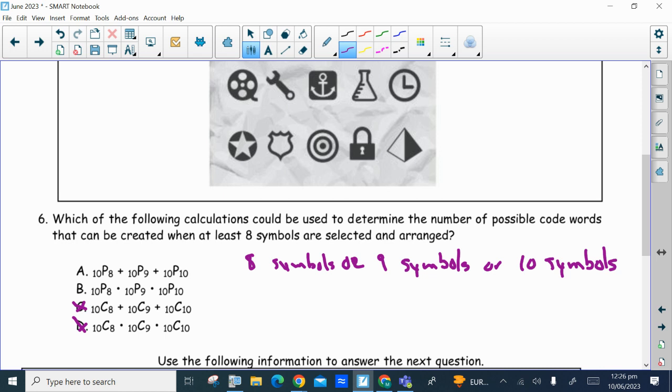8 symbols would be 10P8. You're selecting 8 from 10 and order matters. Or means plus, 9 symbols would be 10P9 and then 10P10. Right, so A is the answer, again, because the word or means to add, not multiply.